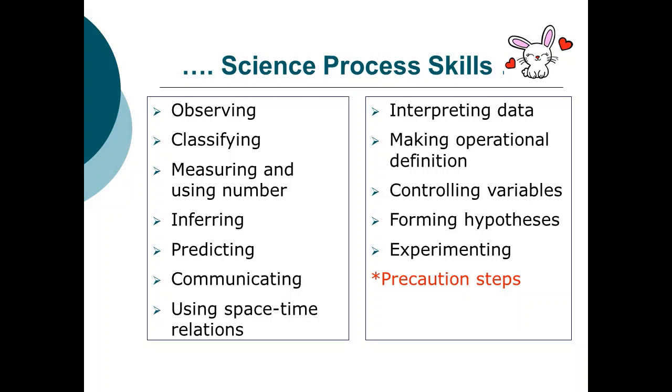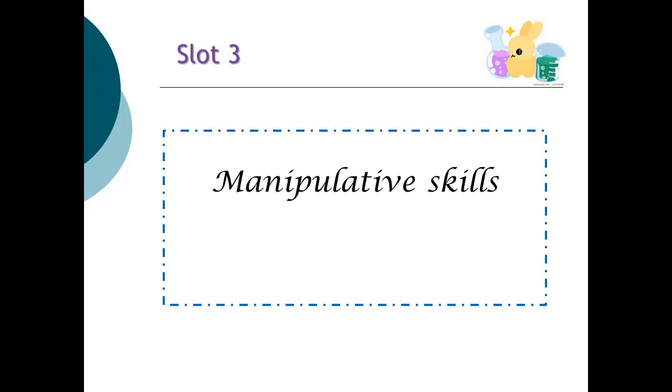And during the experimenting, there are some precaution steps that we have to bear in mind. So this will be discussed in the next slot. Now we go to slot number 3, which is about manipulative skills and precaution steps.